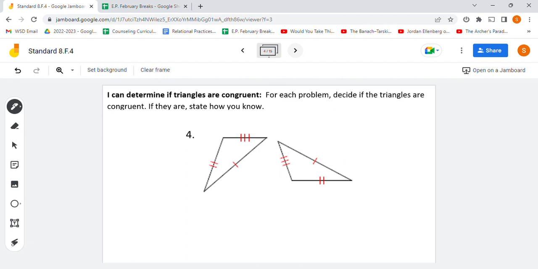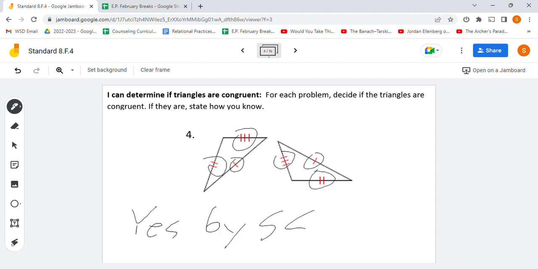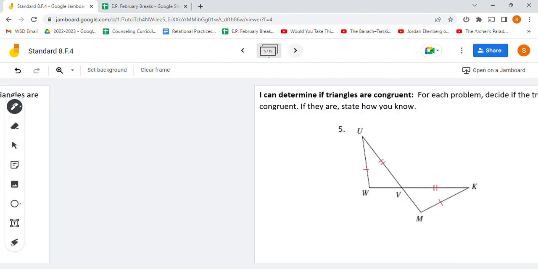Here, this is just given to us. You can see that we have a pair of sides here, a second pair of sides here, and the third pair of sides there. So this one again is yes by the side-side-side congruence theorem, and we don't have to get any additional information. It was just given to us.